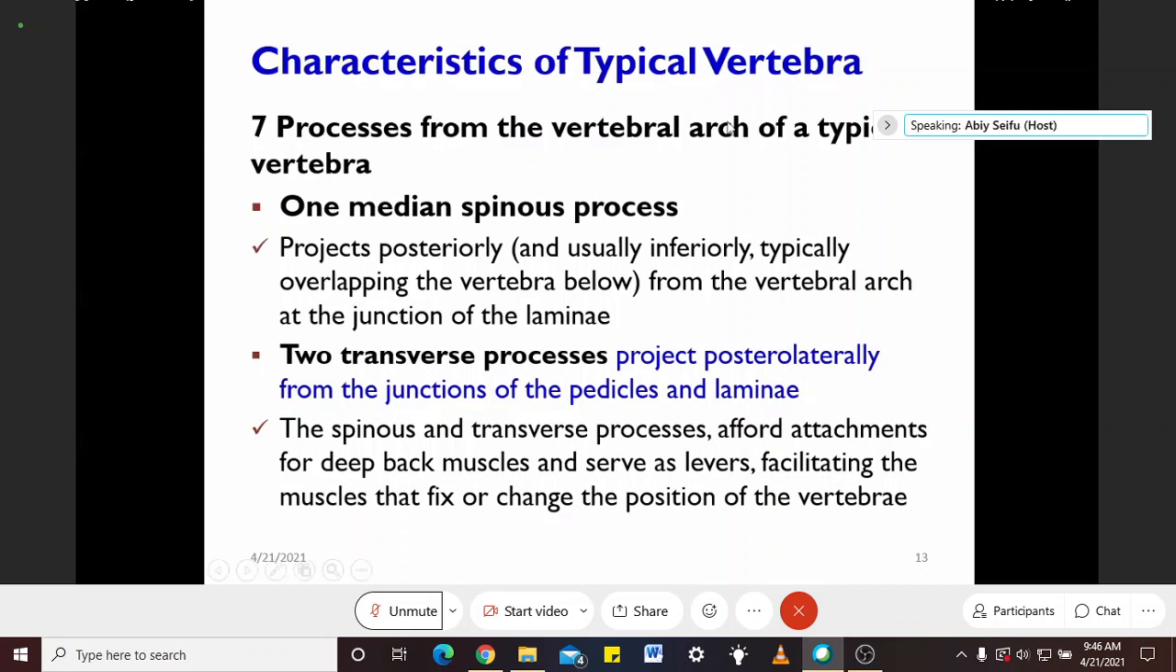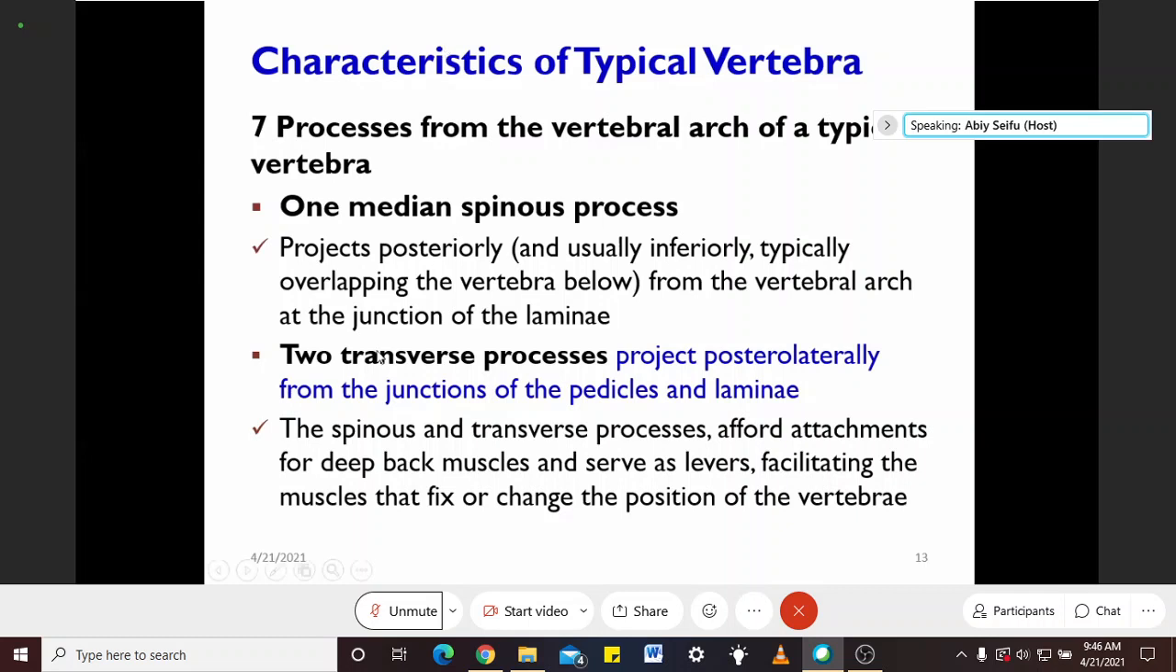Now, the other structures that arise from the typical vertebra are the processes. There are seven processes. One is the median spinous process, which projects posteriorly and inferiorly, and which overlaps the bodies of the inferior vertebra. Most of the time, they overlap the bodies of the inferior vertebra. And this spinous process is most of the time used for the attachment of muscles and ligaments.